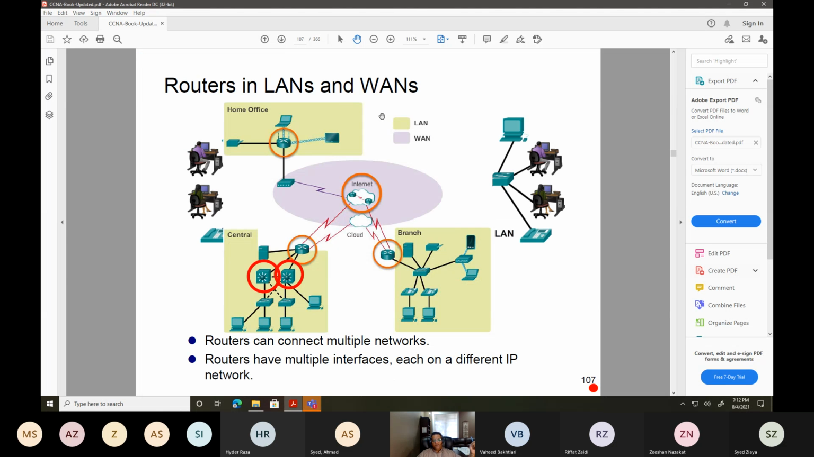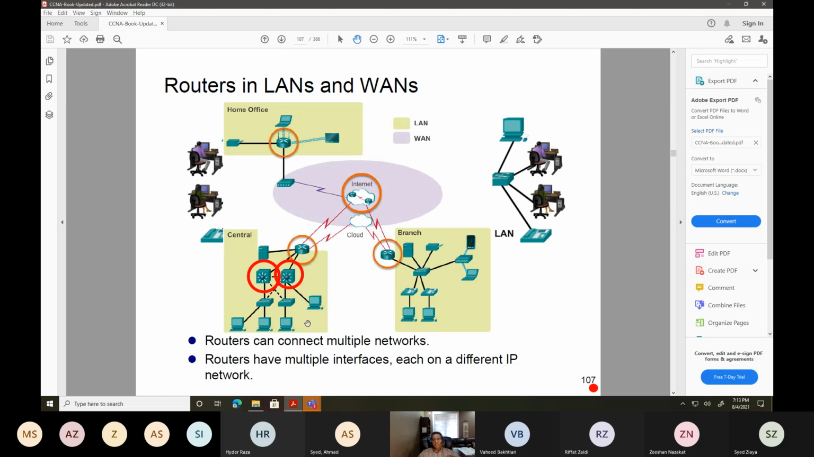So routers in LAN and WAN: basically you have a home office, just like in our environment we're talking about, a central office and branch offices. Now, these branch offices could be anywhere, right? A lot of companies have one office here in Toronto, another office in Montreal or in Quebec, wherever that is. They might have some servers sitting in the Quebec branch office, and some servers sitting in the Toronto office, depending on how many people are sitting there. And you always want to put the servers where the most employees are sitting.